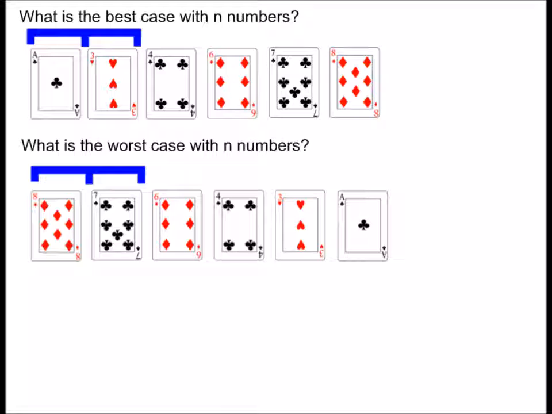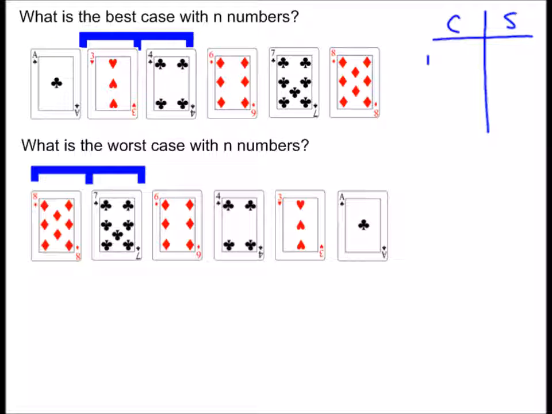Right, let's have a look at the best case and the worst case scenarios. So in the best case scenario, all my cards are sorted. How many comparisons and swaps am I going to need? Well, let's have a look. I'm going to use C for comparisons and S for swaps. Well, on my first pass, I have one comparison, and I don't have to swap them, so that's the end of the pass.